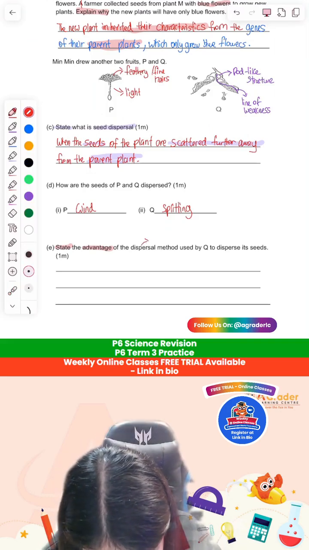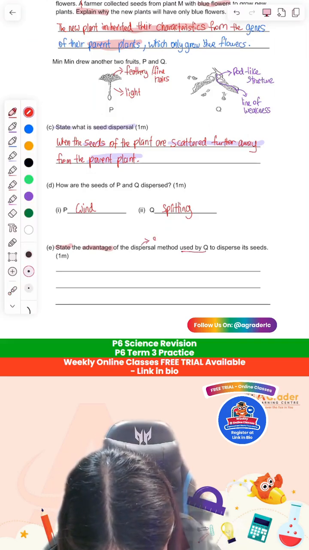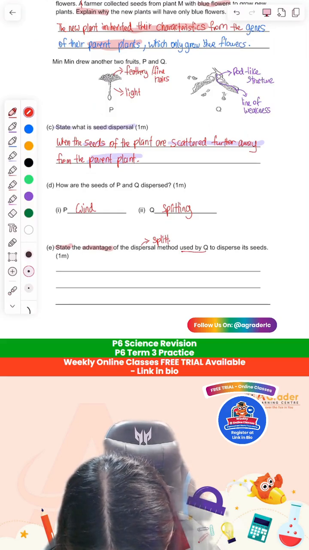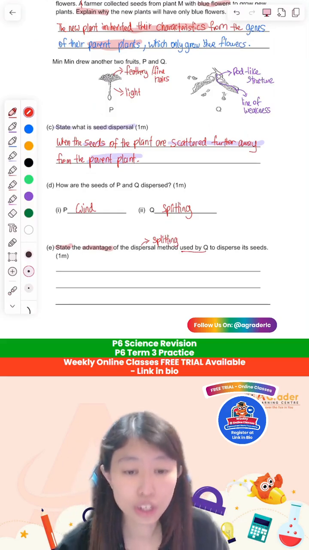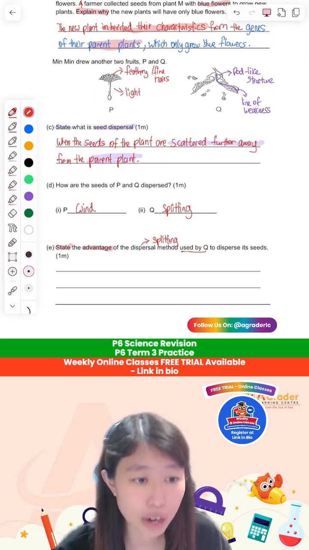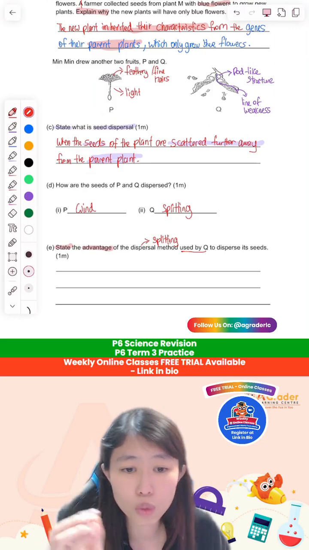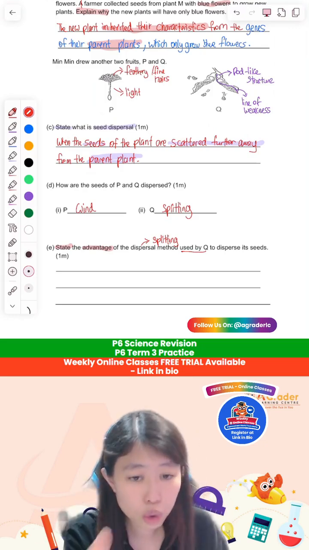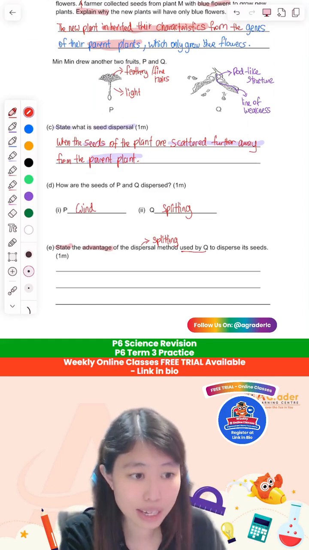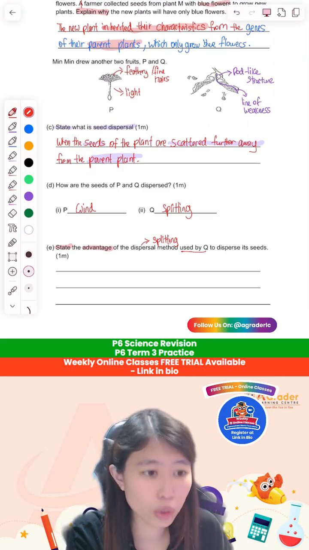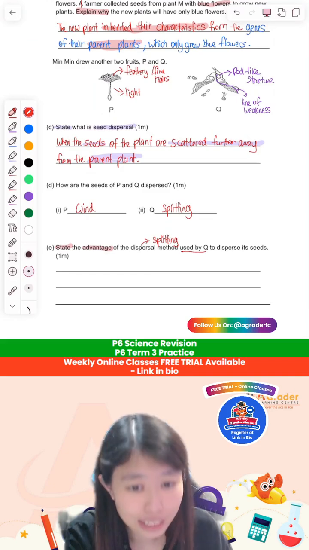What's the advantage of the dispersal method used by Q? What is the advantage of splitting? I've seen a few correct answers. Very good. It doesn't need to rely on other factors, doesn't need to rely on wind or animals to disperse its seeds. Yes, they do not need to depend on external factors like wind and animals.